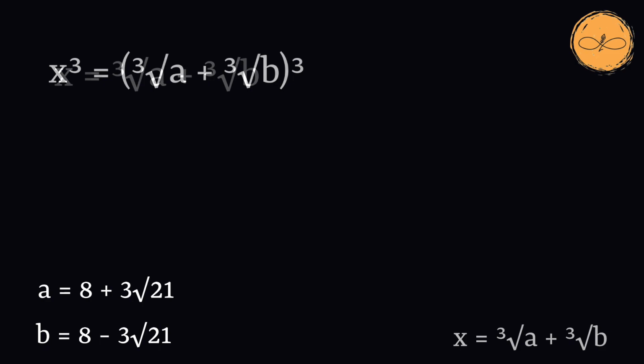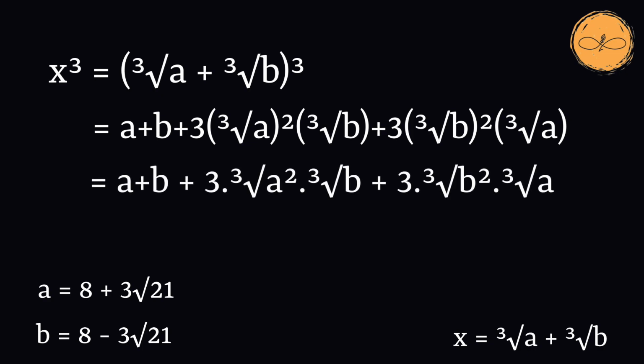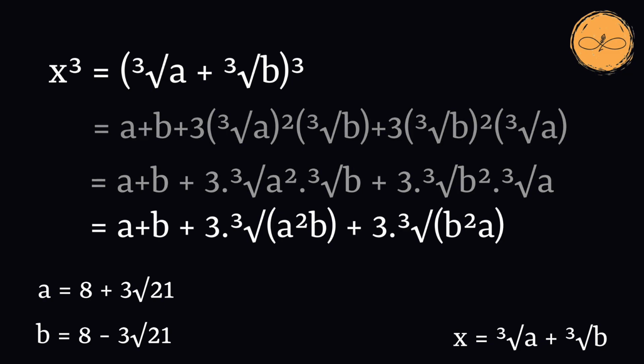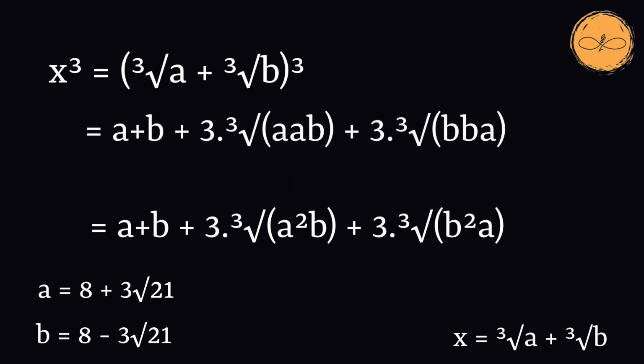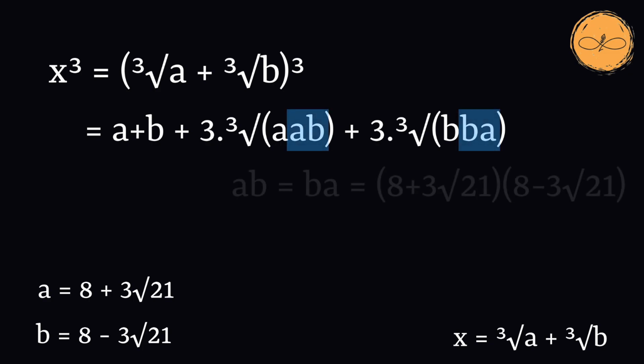Now we will cube both sides to eliminate the cube roots, and then we'll expand. Now let's simplify this expression. We'll first put the squares inside of these cube roots. Now we'll group these cube roots together. We can then write a squared as a and b squared as b. Notice we have an ab term here, and a ba term here, and they'll be equal to each other.